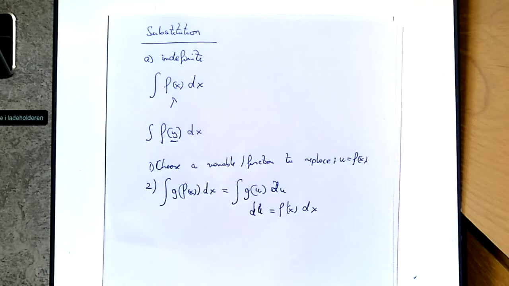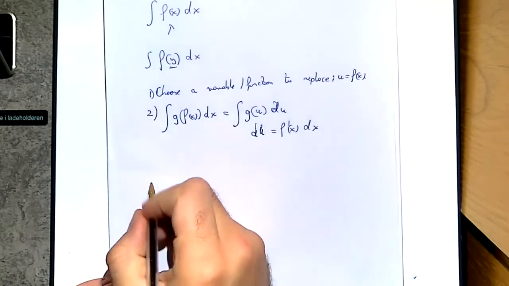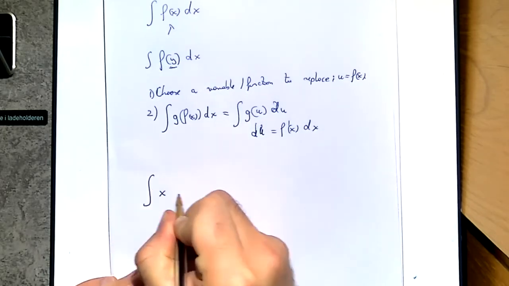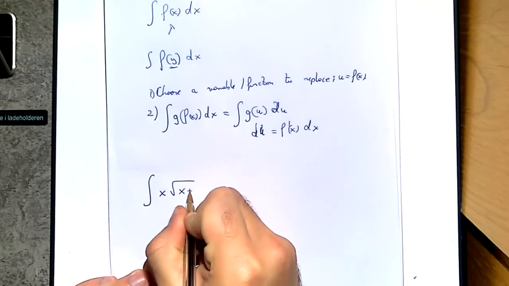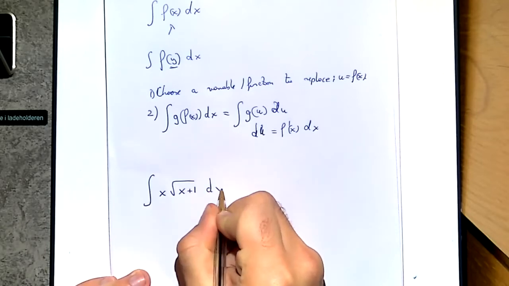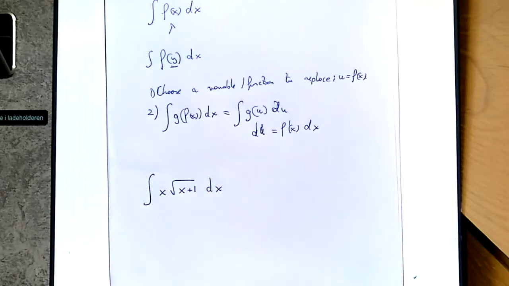Let's take an example right now. Let's compute the integral of x times the square root of x plus 1 dx. Any ideas how to solve this? Maybe by parts, I don't know. Regardless, we're going to do it by substitution.